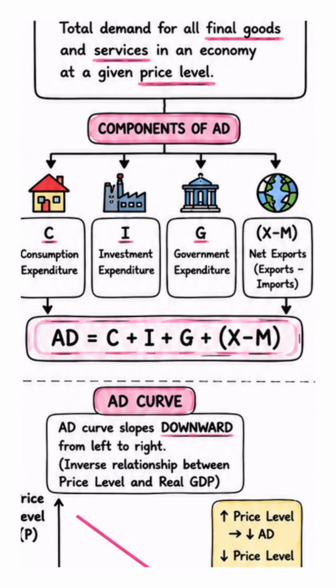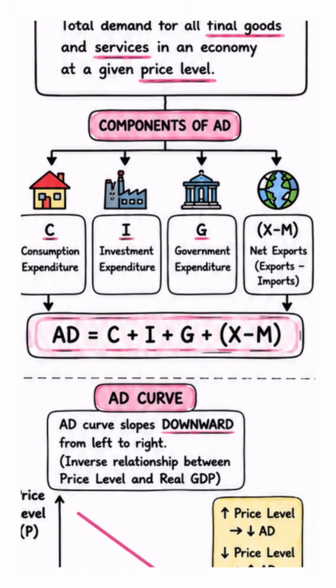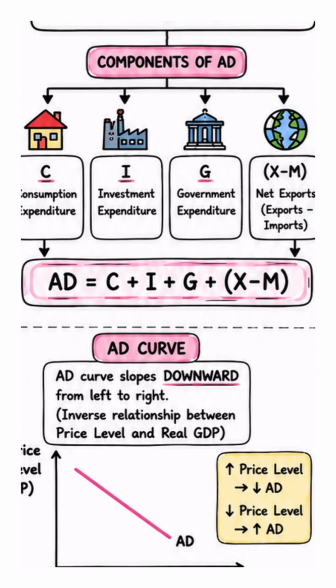The components of aggregate demand are C, I, G, and X minus M. C means consumption expenditure, I means investment expenditure, G means government expenditure, and X minus M is net exports, exports minus imports. The formula of AD is C plus I plus G plus X minus M.